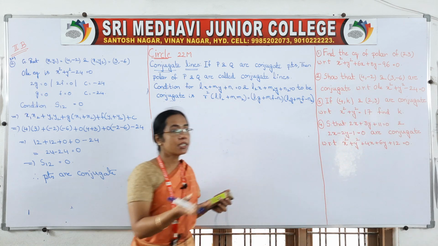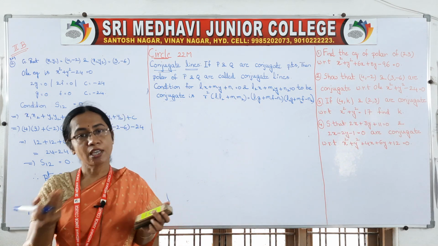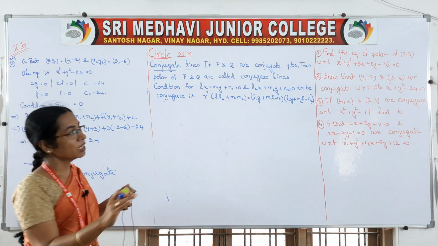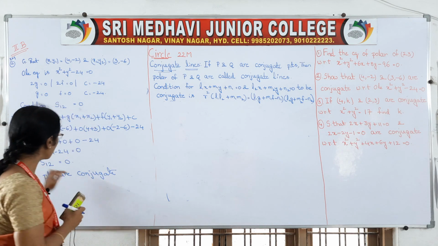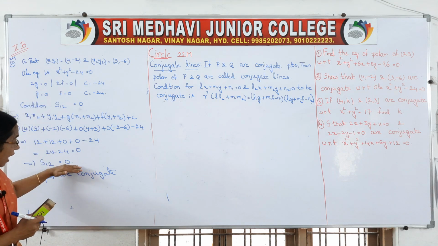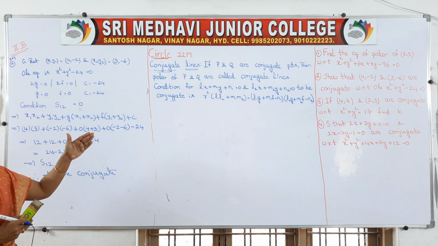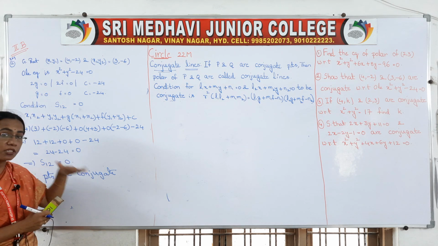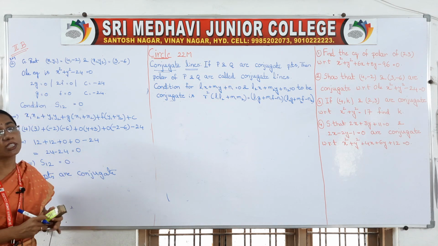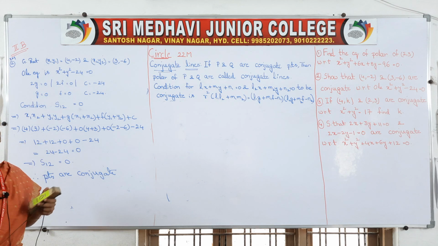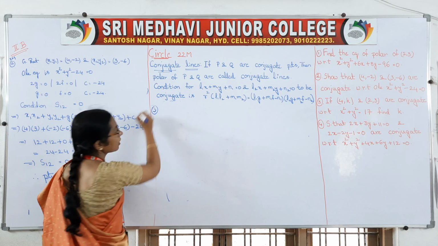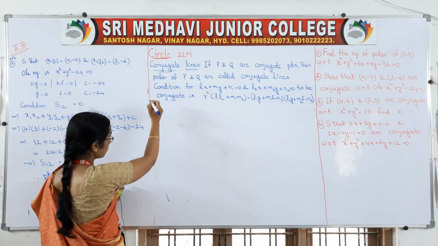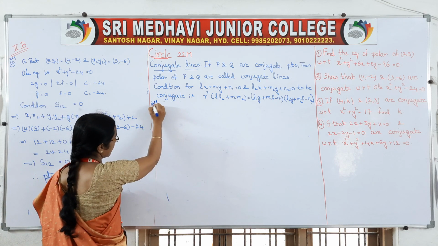So, it is given that those 2 points are conjugate. Already conjugate means we can take S12 is equal to 0. There we had to prove it, we had to get the value as 0. But here they are already conjugate, so we can take S12 is equal to 0 as the condition. Then you will get your k value. So, come on, we will take the third one. It is 2 marks again.